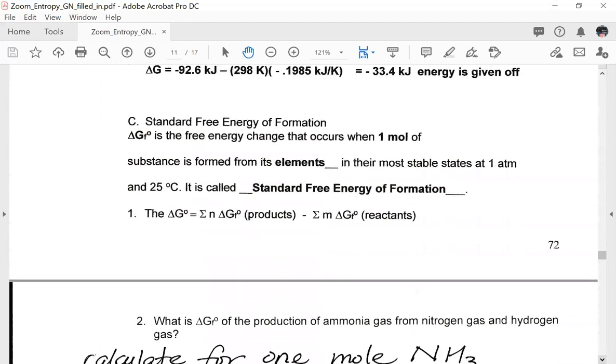Okay, so let's look at the standard free energy of formation. This is the delta G of formation, standard state. It's when 1 mole of substance is formed from its elements in their most stable states at 1 atmosphere and 25 degrees C. It's called the standard free energy of formation. So to get the delta G for a reaction, you would take the sum of the stoichiometry of the delta G of formation of the products minus the sum of the stoichiometry of the delta G of formation of the reactants. So again, this is products minus reactants.